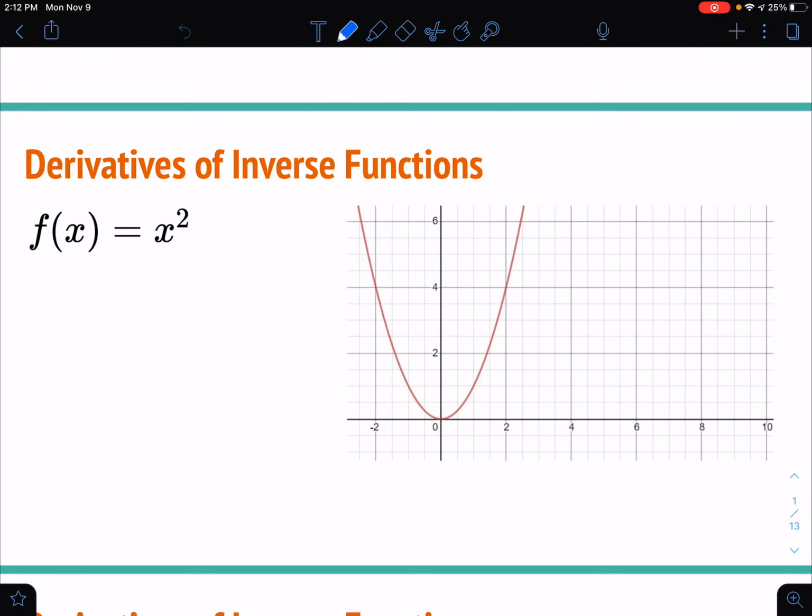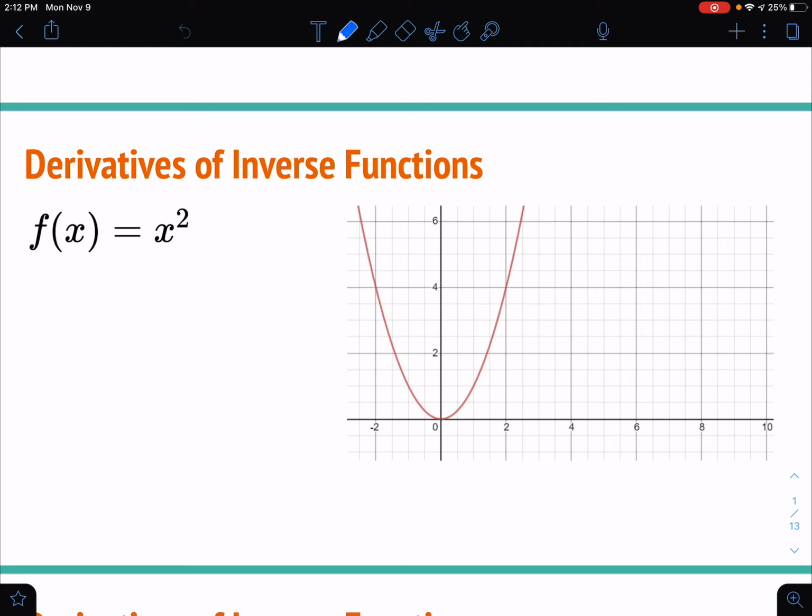Derivatives of inverse functions. So we're going to start off with a couple basic examples of inverse functions, and then we're going to try to find a pattern that we can use for all inverse functions. So the first thing we want to talk about is, what is an inverse? Let's recall back from Algebra 2, maybe even Algebra 1.